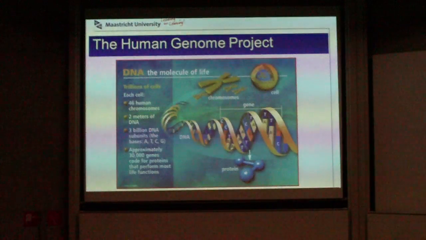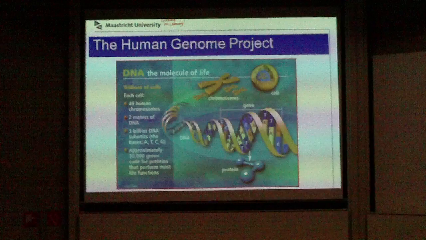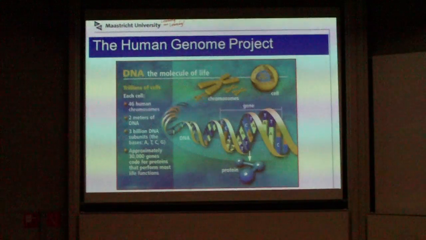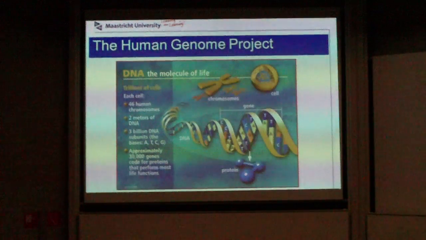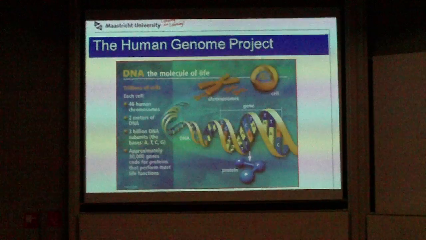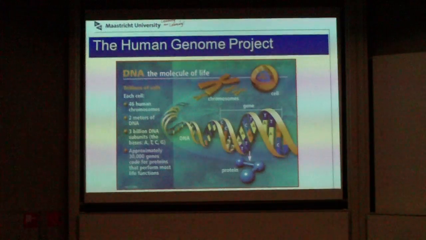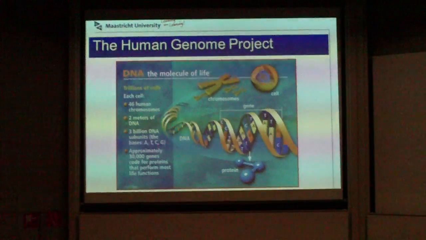Now, how do we know that? How can we find that out? Well, a lot of information comes, of course, from the Human Genome Project that was started back in 1990, and which tried to elucidate everything that we know about the genetic code.